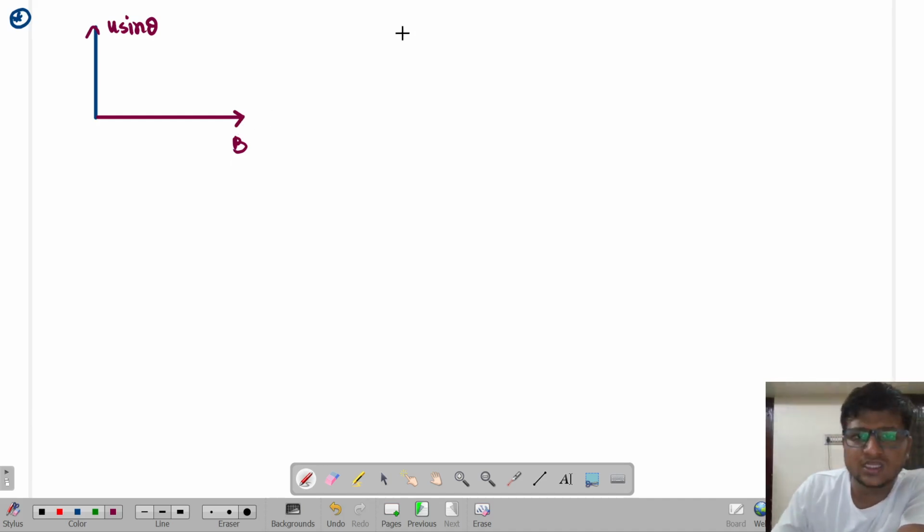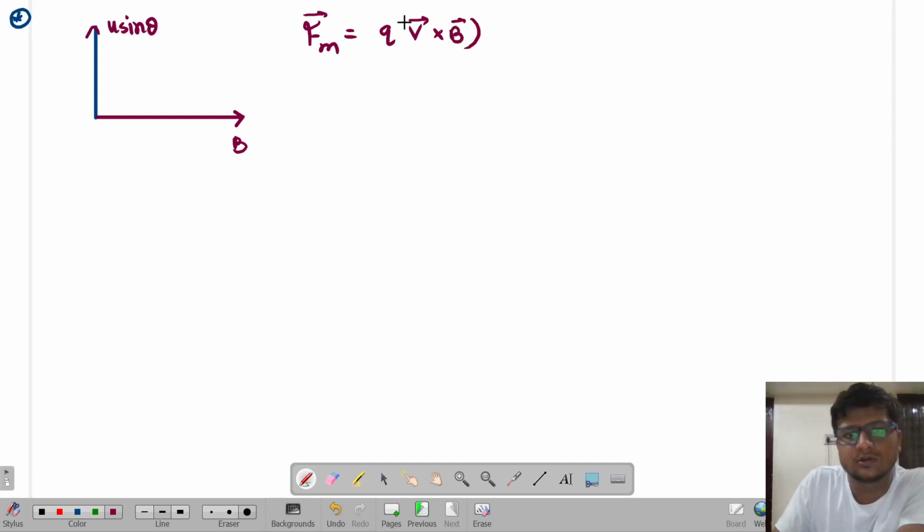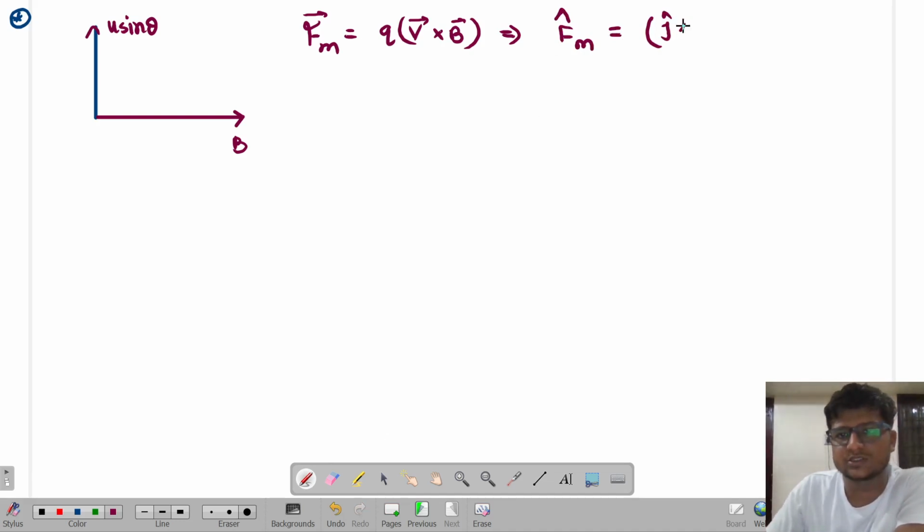I cap. As I know, the magnetic force vector is given as q v cross B. Yes or no? So basically, this means the force due to the magnetic field will have a direction along J cap cross I cap. Yes or no? Here in this kind of setup, J cross I is minus K. So it is along minus K cap, meaning along the negative Z axis. Yes or no?